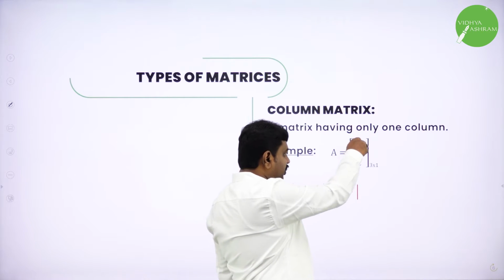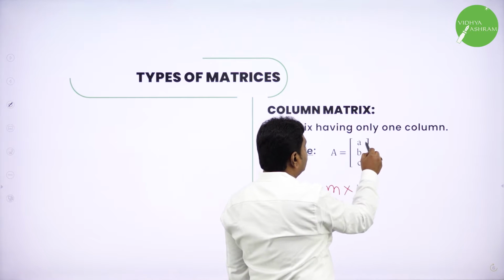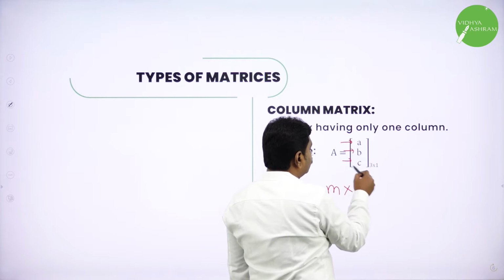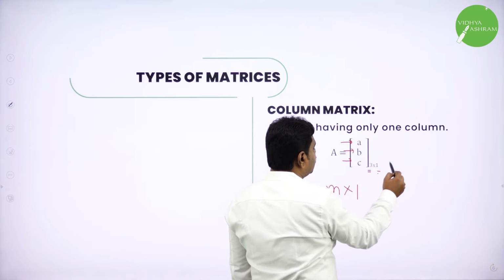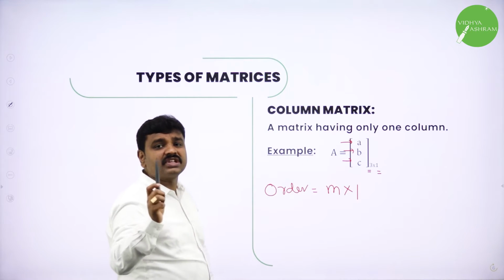The column is made up of A, B, C. So we have 3 rows. Horizontally we have first row, second row, third row. 3 rows and only one column. 3 cross 1. So 3 cross 1 is the order.